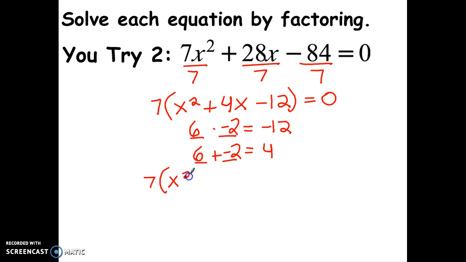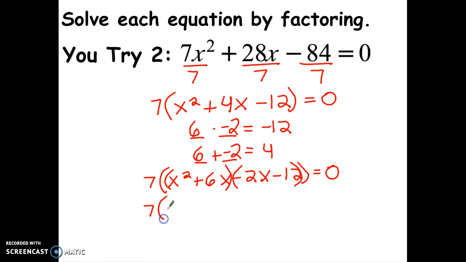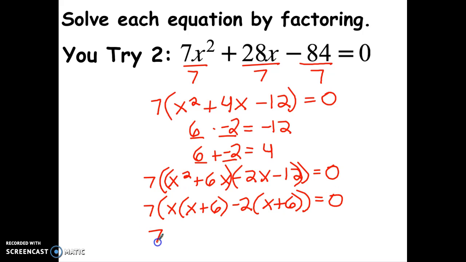So let's go ahead and rewrite our function, replacing our b term. Okay, put your parentheses around your groups. So I can divide both of these by x, and it leaves us with x plus 6. I can divide both of these by negative 2, which leaves us with x plus 6. So intercept form would be 7 times x minus 2 times x plus 6.